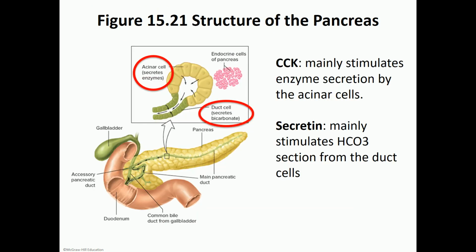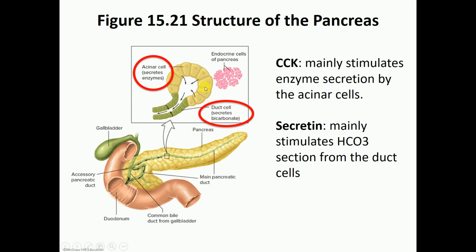So now we can focus a little bit more on the pancreas. And remember we said that we had the islets of Langerhans, those cells that make either the insulin and glucagon and so on. Okay, so that's not what we are going to focus on here. We're focusing on the bicarbonate and the digestive enzymes in this portion.